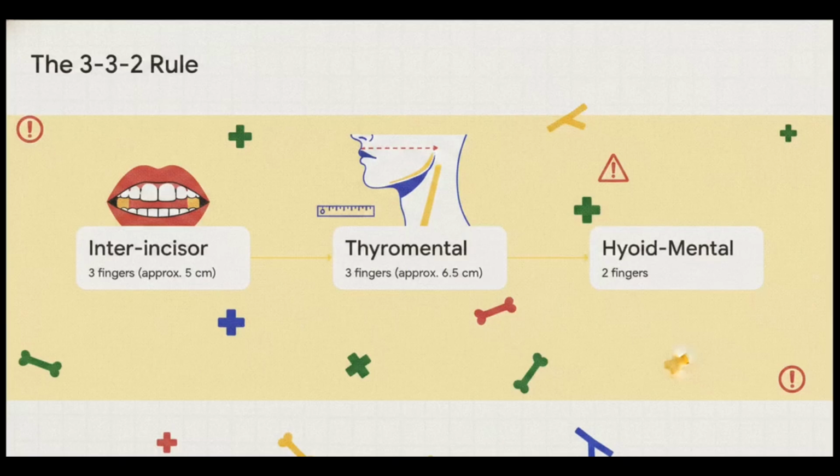Drilling down into the E of LEMON, we've got the 3-3-2 rule. You're literally using the patient's own fingers to measure out anatomical spaces. The first 3 is mouth opening. They should be able to fit 3 fingers, which is about 5 centimeters, right between their incisors. The second 3 is the Thyromental Distance, also known as Patil's test, which measures from the thyroid notch up to the chin. A normal distance there is 6.5 centimeters. If that distance is under 5 centimeters, it means there's just no anatomical space to displace the tongue. That is a massive red flag for laryngoscopy. And that final 2, that's the space between the hyoid bone and the chin.